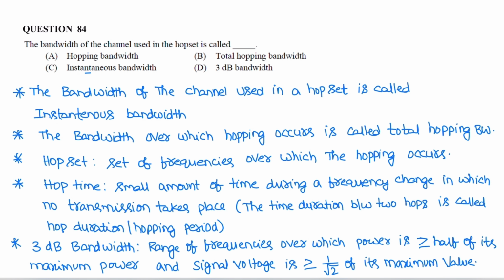Next question. The bandwidth of the channel used in a hop is called instantaneous bandwidth. The terms instantaneous bandwidth and total hopping bandwidth are related to the frequency hopping spread spectrum system, FHSS. Again, frequency hopping spread spectrum is of two types: fast frequency hopping spread spectrum and slow frequency hopping spread spectrum.